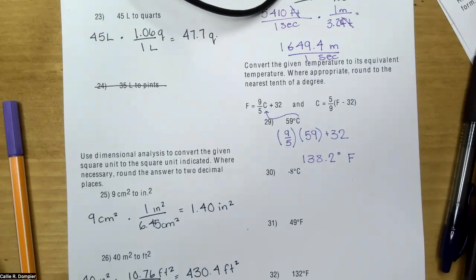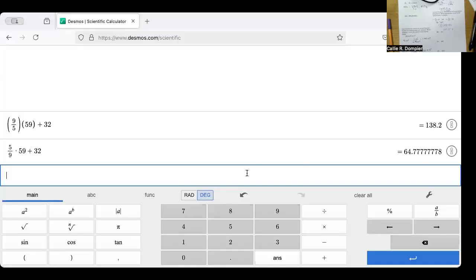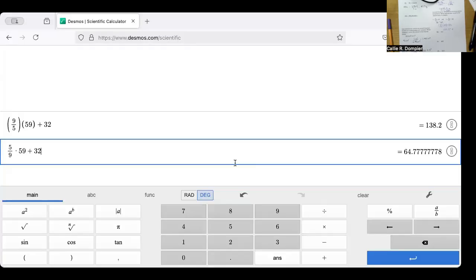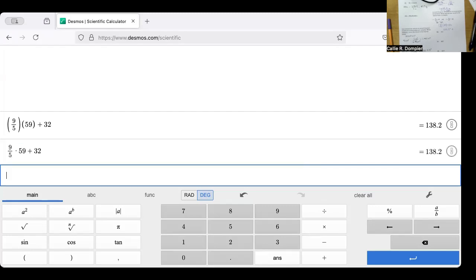Oh my gosh, guys, I didn't even put in the calculator right. All right, go back to my screen. I didn't write it correctly. All right, let's go back. You can go back and you can just write over it. So that should be 9 on the top and 5 on the bottom. So that will give you the same answer.